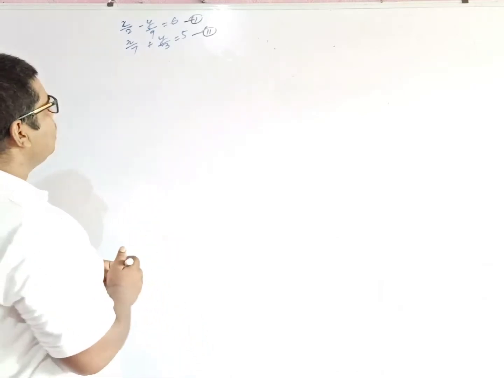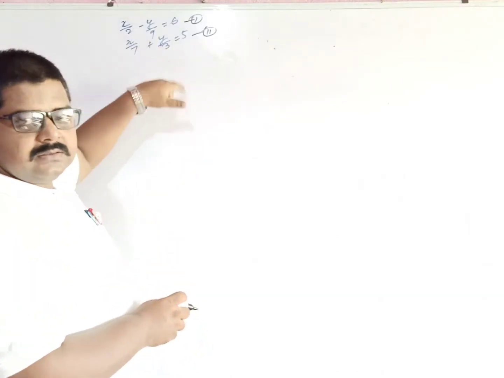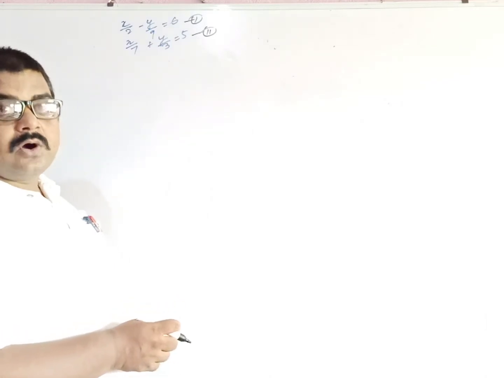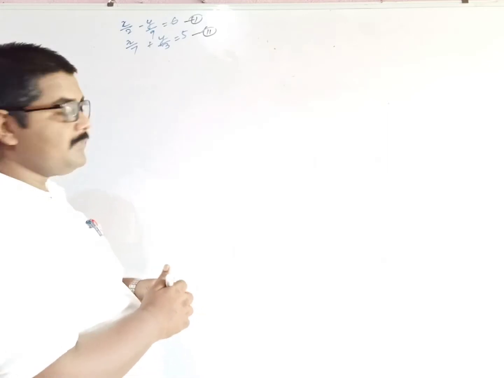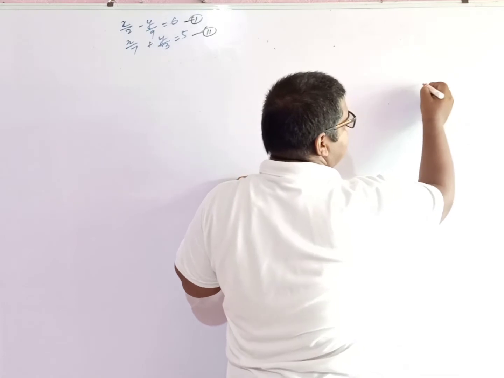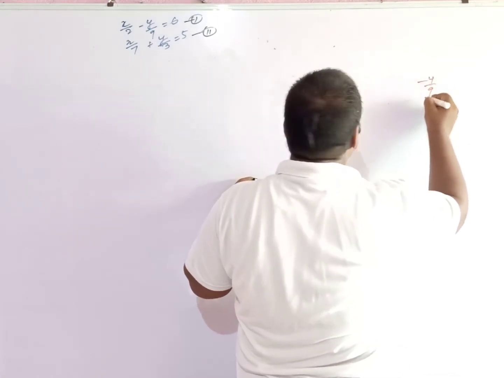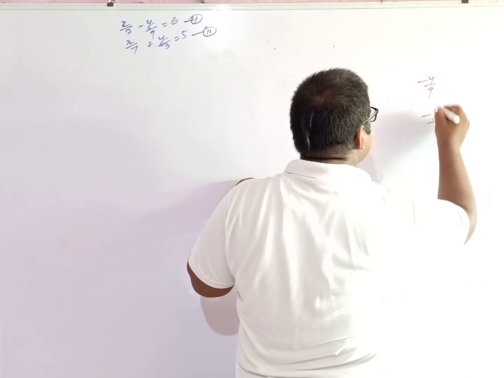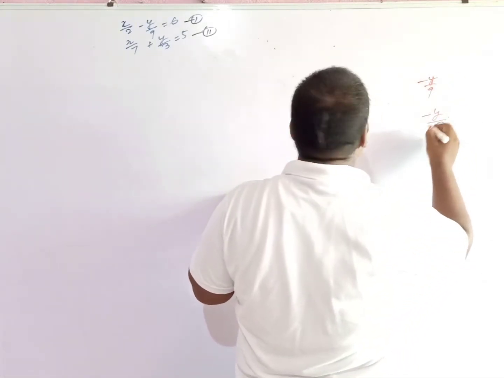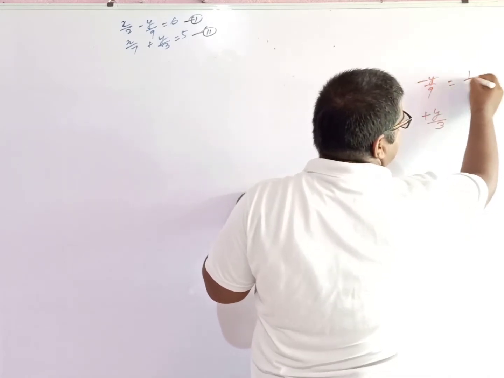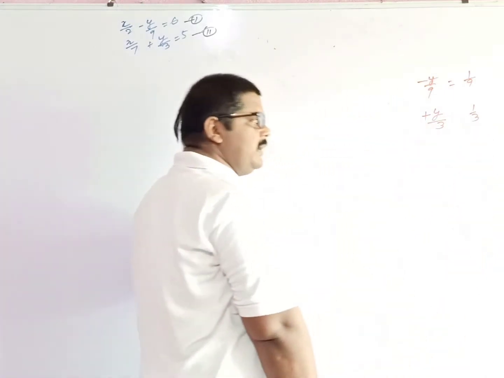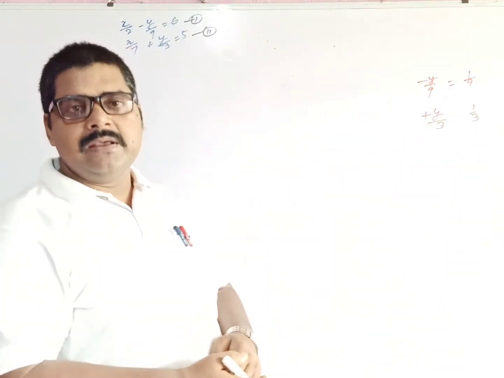In this method, I want to make the coefficients of either x or y equal. In this question, I have selected y: the terms are minus y/9 and plus y/3. The coefficient in the first term is 1/9, and in the second term it is 1/3. You have to make them equal.